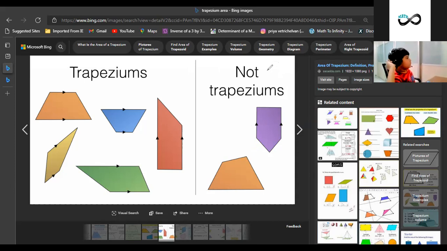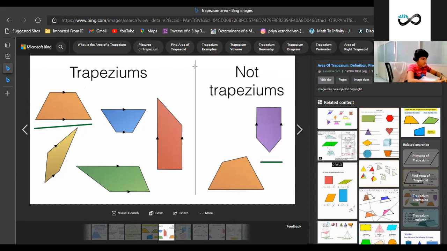I will show you some types of trapezoids also. Okay, let's learn that. Jabin, I want you to draw this one in your notebook. Draw this as the example for trapezium and draw this as the example for not trapezium. Can you do that?